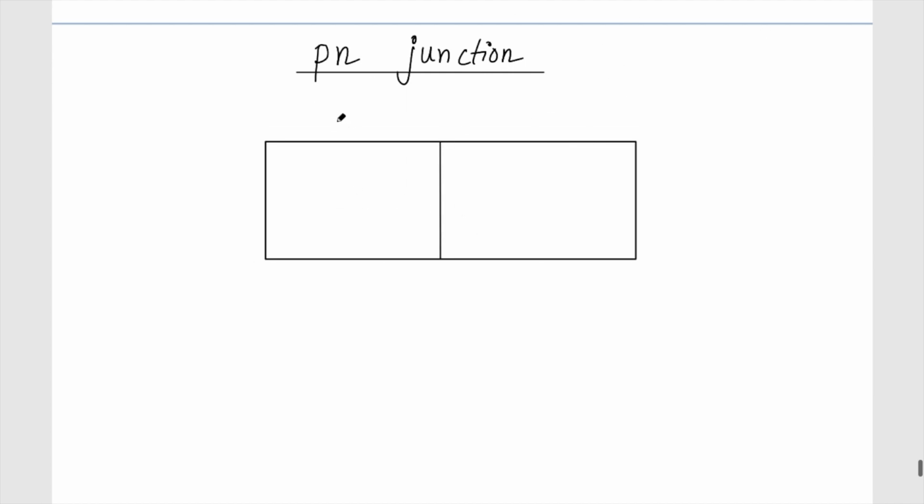So this is my p-type material, and this is my n-type material. And we know that in p-type material, the majority charge carriers are the holes. We also know that it has minority charge carriers as electrons. We will see that part a little later. And in n-type, the majority charge carriers are the electrons.